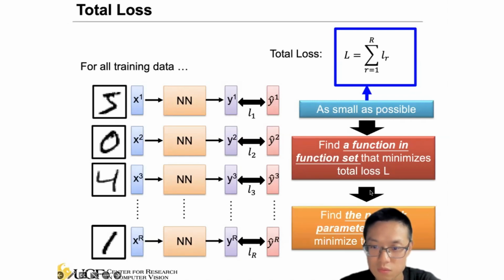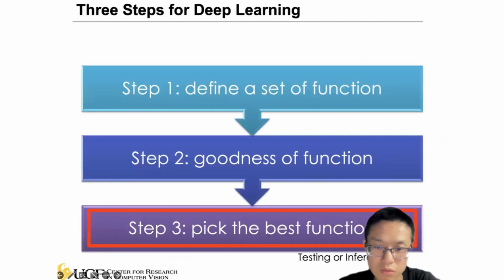Once we find this network parameter, theta star, that minimizes the total loss, we can use it as the best function for testing. Because this function makes the total loss on the training data the minimum, we can use that for testing. So this is very simple. Step 3: once you have this best function, you can directly use that for inference. Any questions so far before I move forward?